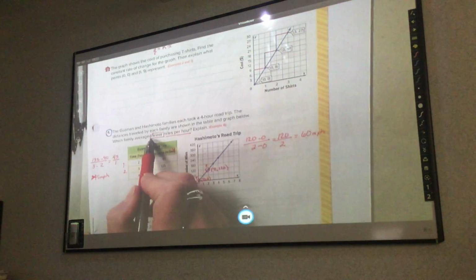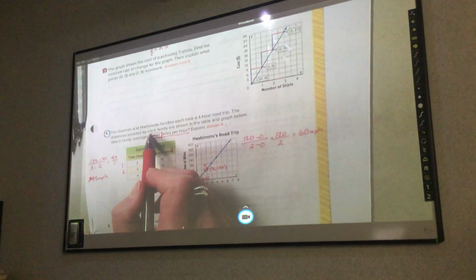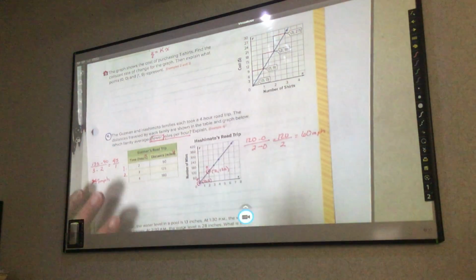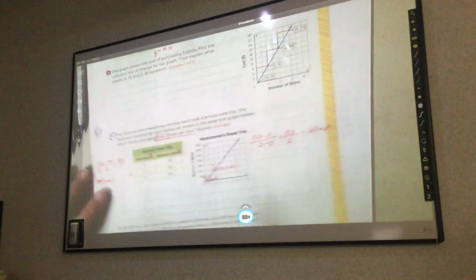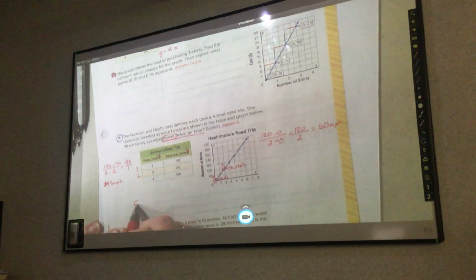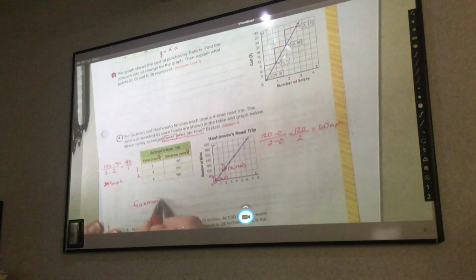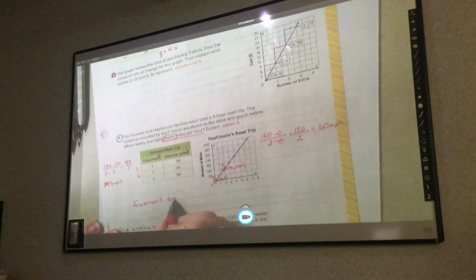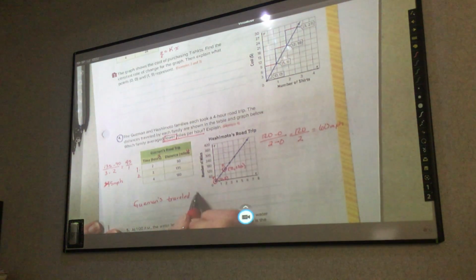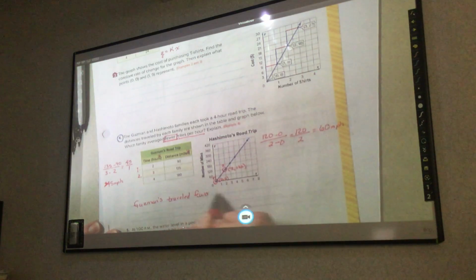So which one had fewer miles? The Guzmans. So you should have written on the line that the Guzmans' road trip had fewer miles.